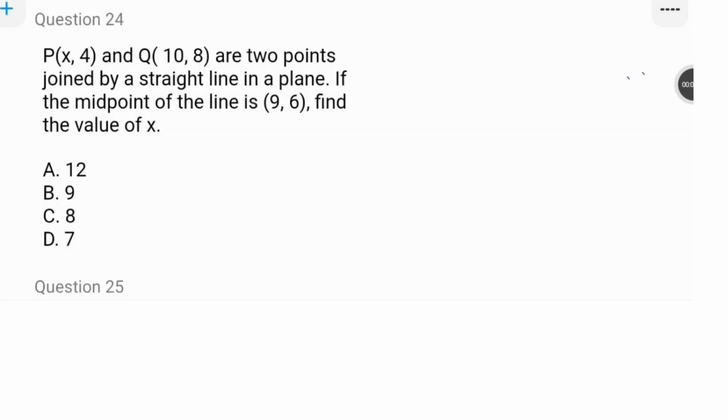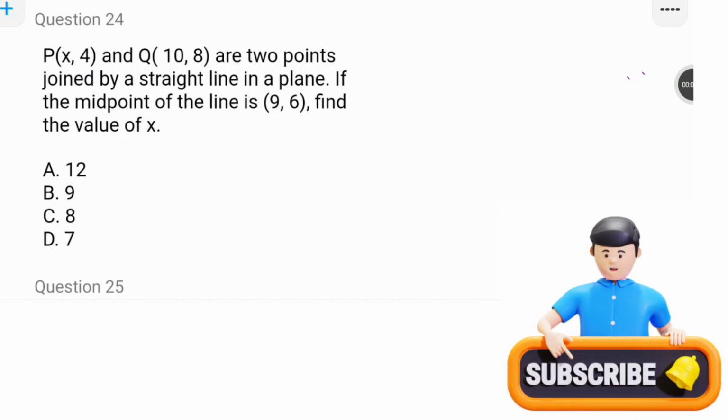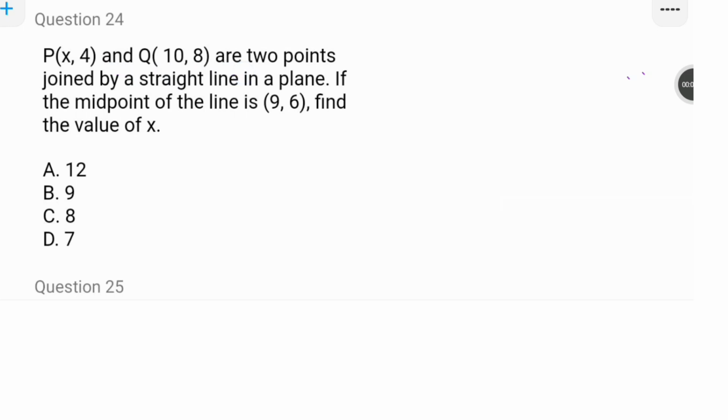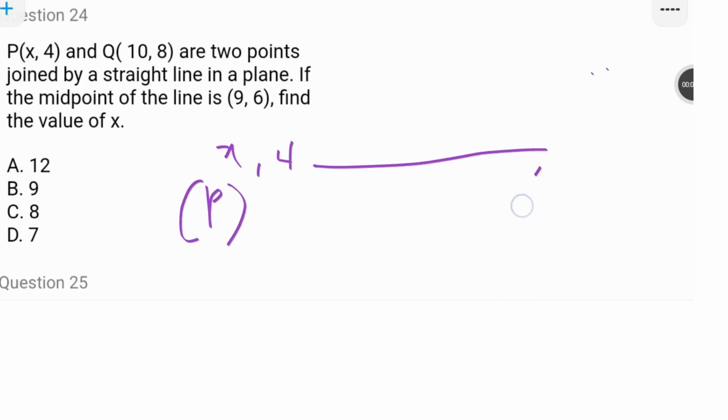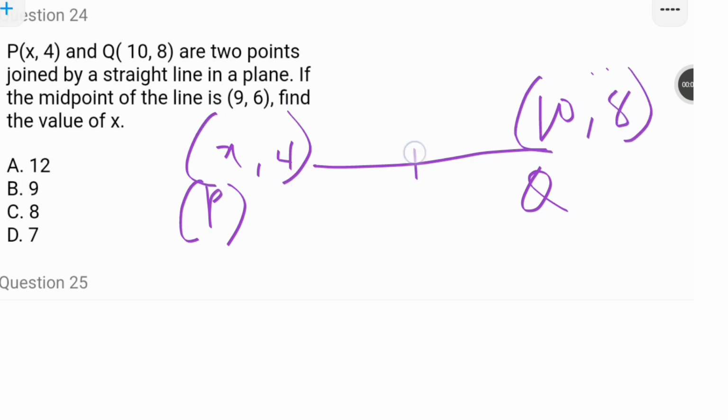So for this next question, let's go. P(x, 4) and Q are 2 points joined by a straight line. Okay, they are joined by a straight line in a plane. If the midpoint of the line is (9, 6), you have to find the value of x. Midpoint means the middle, the center. So you have point P as (x, 4). That's point P at one point. Then you have point Q, which is (10, 8). Okay, and we are told that the middle is (9, 6). You have to find what this x will be.